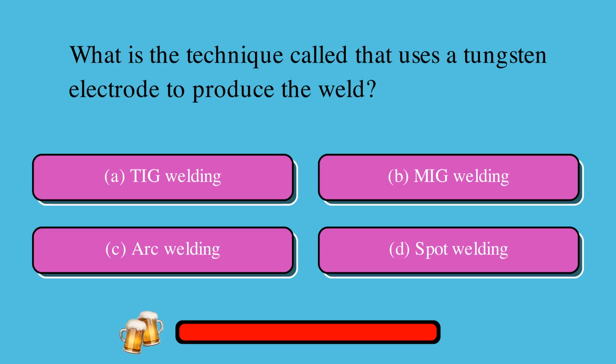What is the technique called that uses a tungsten electrode to produce the weld? Is it A. TIG welding, or B. MIG welding, or C. arc welding, or D. spot welding? The correct answer is A. TIG welding.